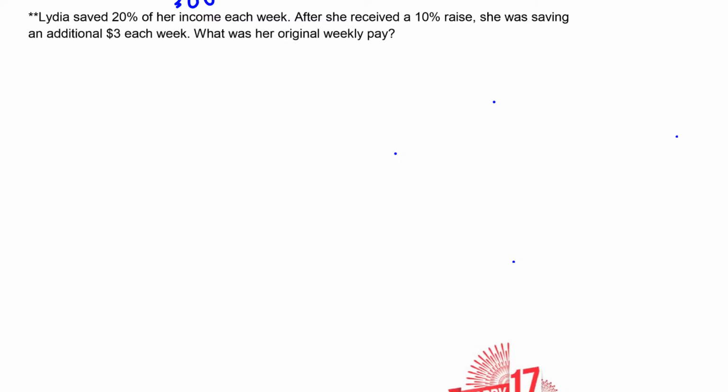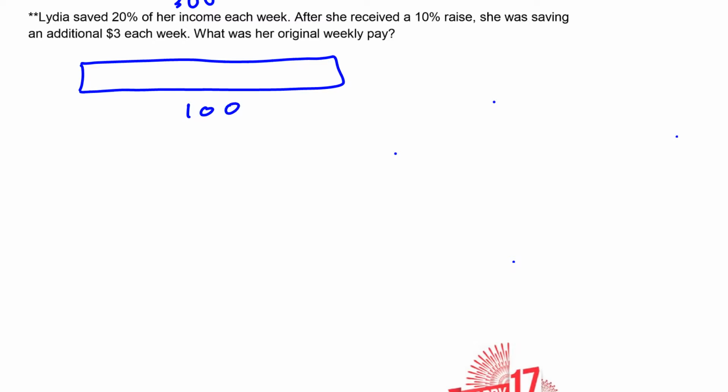In fact, I'm really excited to see how you guys went about trying to solve this problem. But let's see what we can do here. So Lydia saved 20% of her income. We have no idea what she made originally. We do know that whatever she made is going to represent 100%. So here is her 100%. Now, of course, if she saved 20% of it, we know that's 20%, okay?